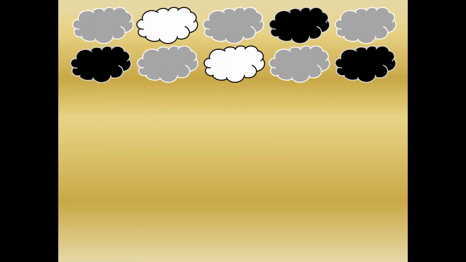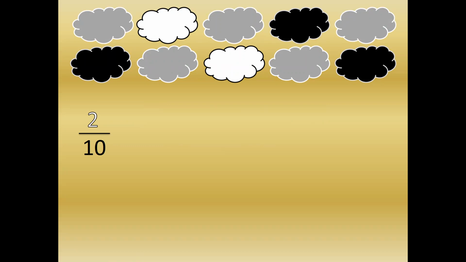So we have 10 clouds at the top of our page, and there's 3 different colors. So let's first make a fraction for the number of white clouds. So what would our denominator be? Remember, the denominator is how many there are in total of all the colors. So it would be 10. And then how many are white? 2. So it would be 2 over 10 is our fraction for the white clouds.